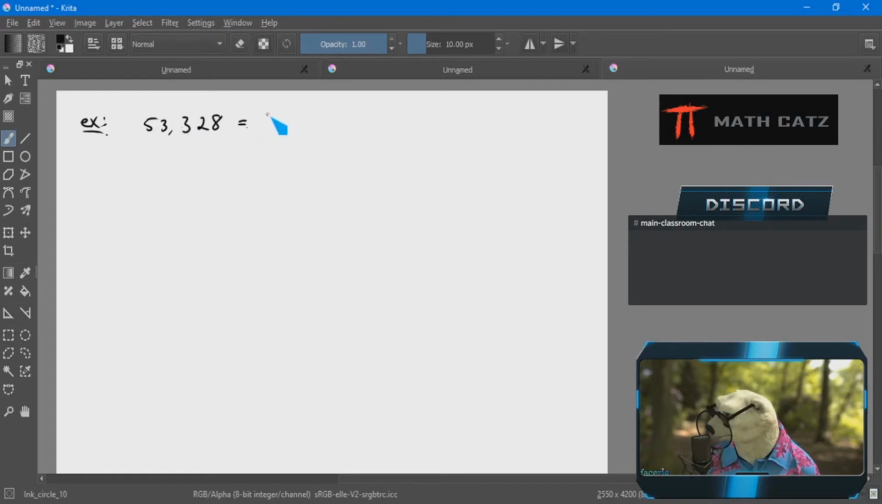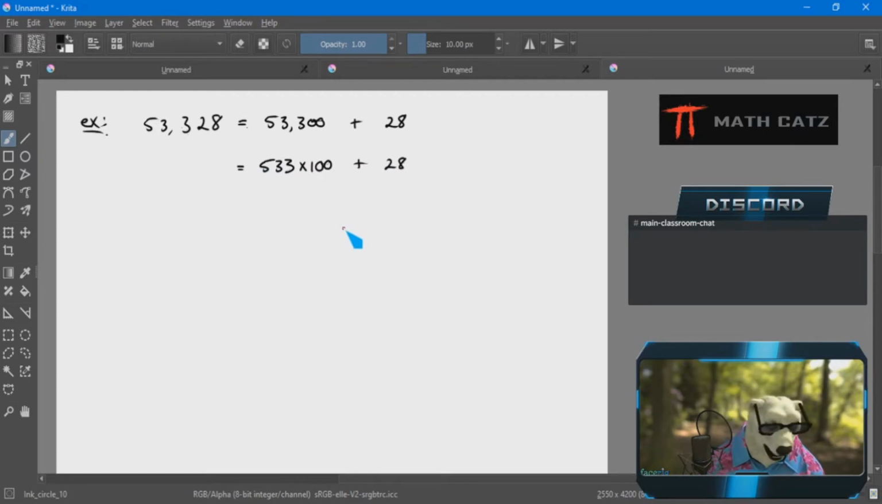What I'm going to do is I'm going to split this number up into two pieces. One is going to be 53,300, and the other one is then going to be the 28, right? Then I'm going to see this first number as 533 times 100. And then, of course, I have my 28 left that I still need to have there.